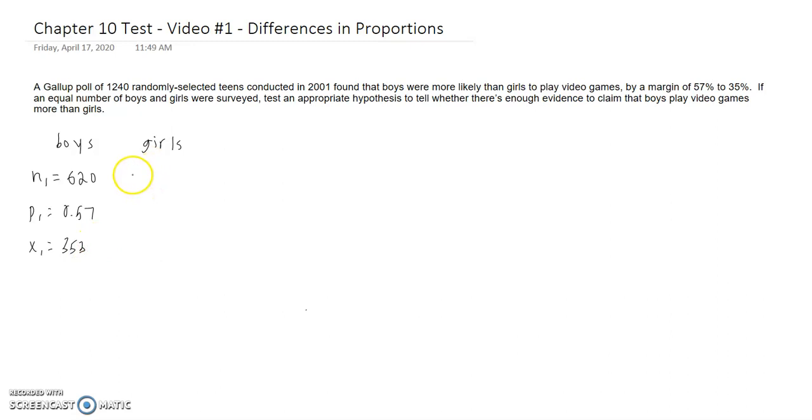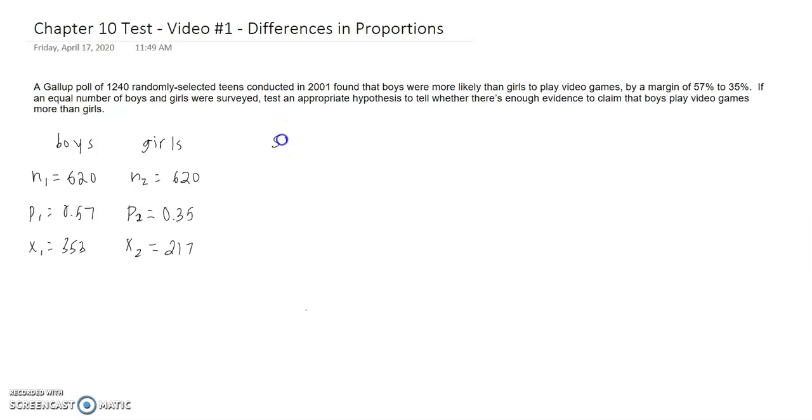And for our girls, we have the other half, which comes to 620 as well. Our proportion is stated to be 35%. And the number of successes for our girls is 620 times 0.35 or 217. So here we are working with proportions. So we're going to conduct a z-test, and we have two different samples.